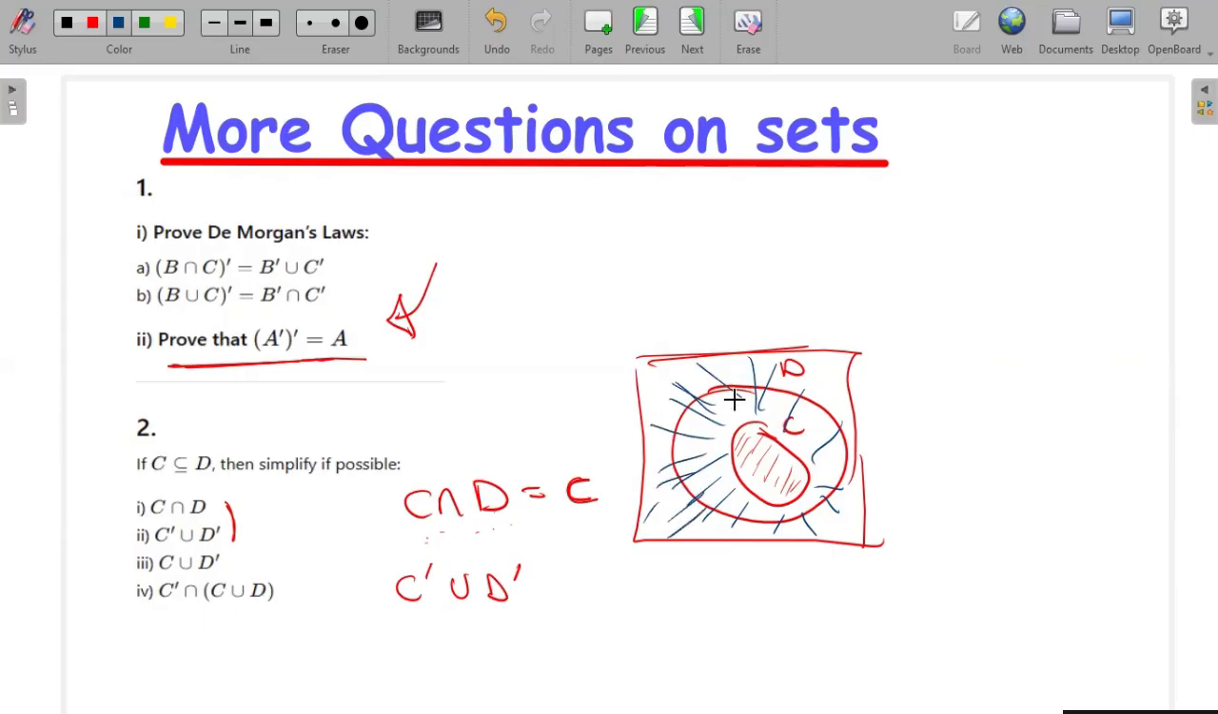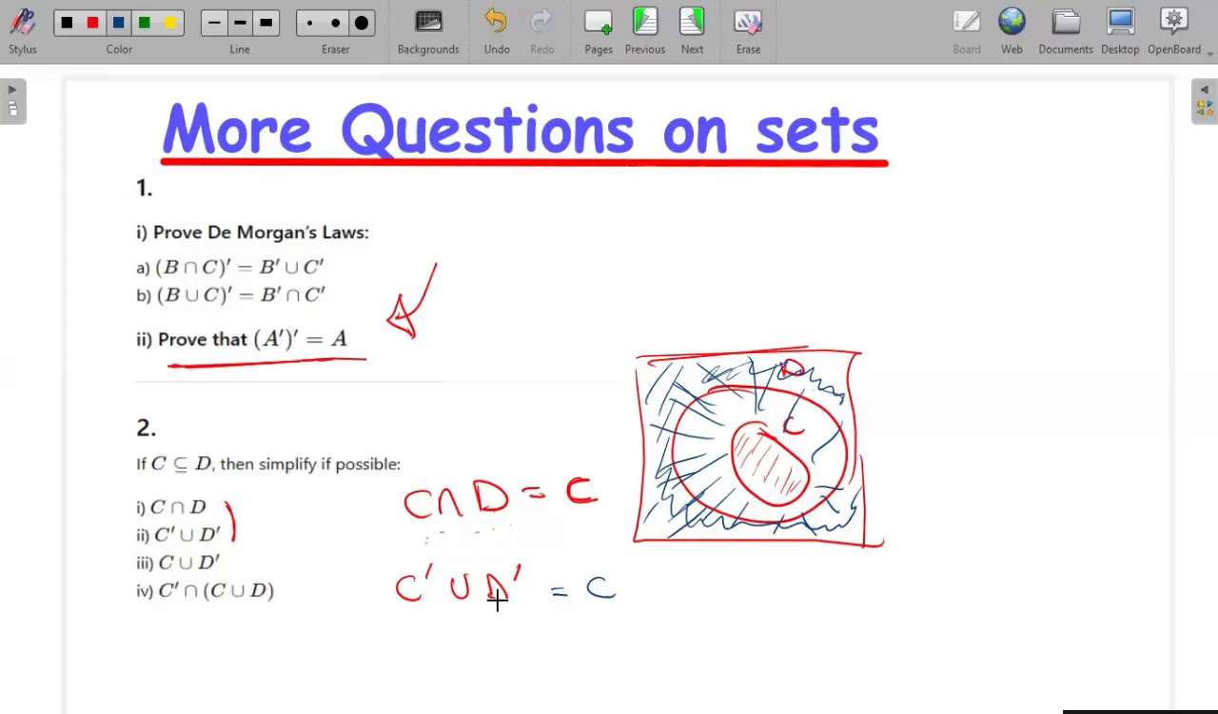Then union D complement. So D complement is this part here outside this here. Then you're essentially joining everything together. So in short, everything in blue together. When you look at that, it's just going to leave us with the set C. So this here simplifies to the set C.